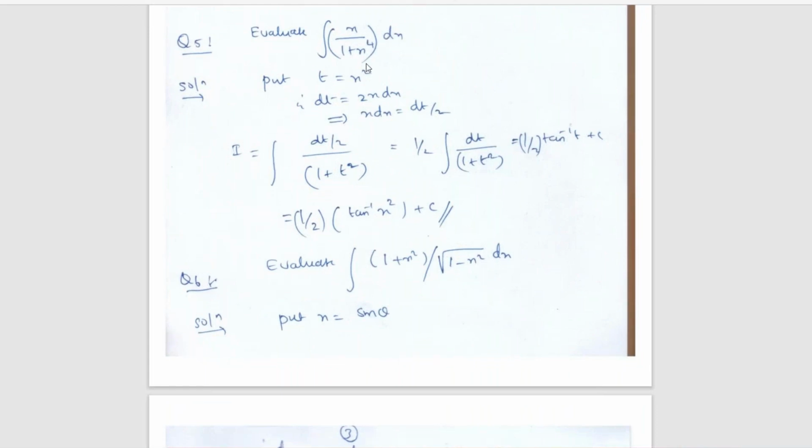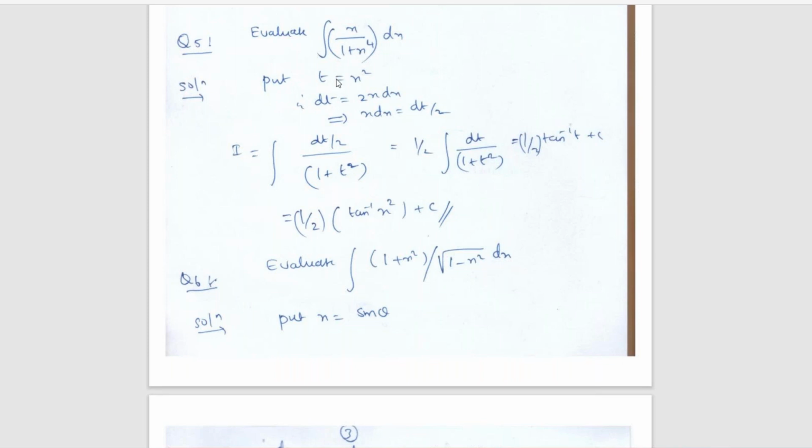Evaluate integral x upon 1 plus x to the power 4 dx. So what substitution can we use here? See the numerator x dx, and the denominator x to the power 4. If you take x square as t, then after differentiation you will get x dx, that is in the numerator. So I can use the substitution.